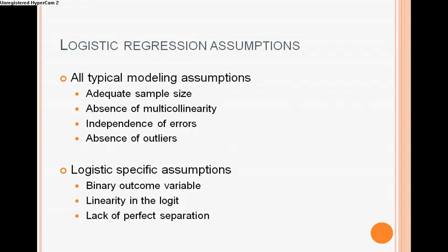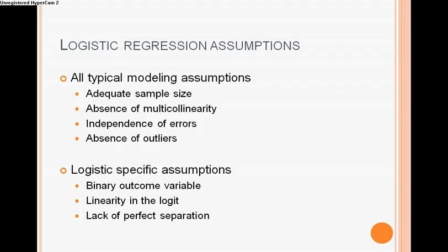And just really briefly to go through some of the assumptions of logistic regression, all of the typical modeling assumptions that you would make of any kind of general linear model or any other generalized linear model pretty much apply to this particular situation. And there are a few logistic specific assumptions. Specifically, you want to be sure you have a binary outcome variable, unless, of course, you're doing a binomial model, which I won't be talking about today. And that's because logistic regression is a specific case of the larger binomial family of generalized linear models.